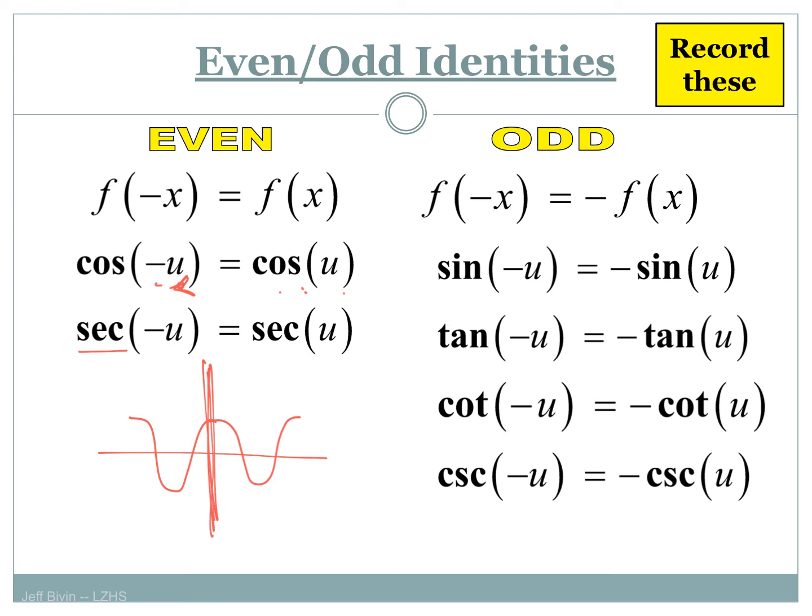And same for secant. But if you're looking at sine, the sine of the negative angle is the same as the opposite, or the reflection. So you'd have to reflect the graph in order to get it to look like that sine. So that's what we have for odd and even functions. Go ahead, record those.